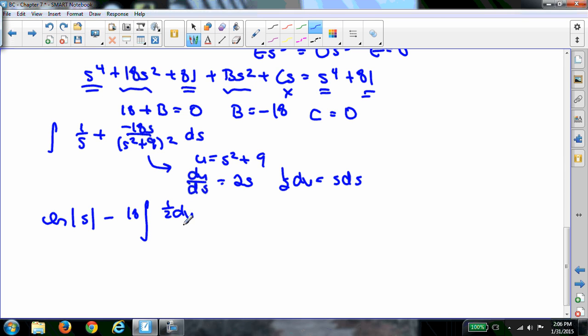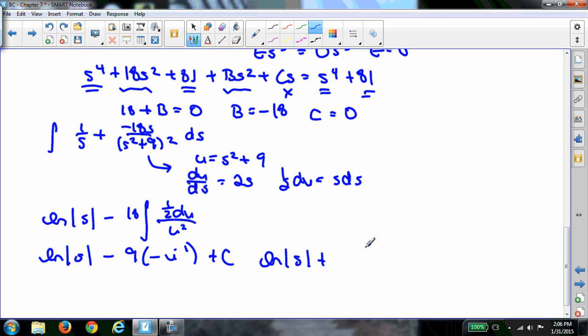And then s squared plus 9 is u, so u squared. So natural log of the absolute value of s minus 9, and this is like u to the negative 2, so negative u to the negative 1 plus c. So our final answer is going to be natural log of the absolute value of s plus 9 over u, which is s squared plus 9 plus c.